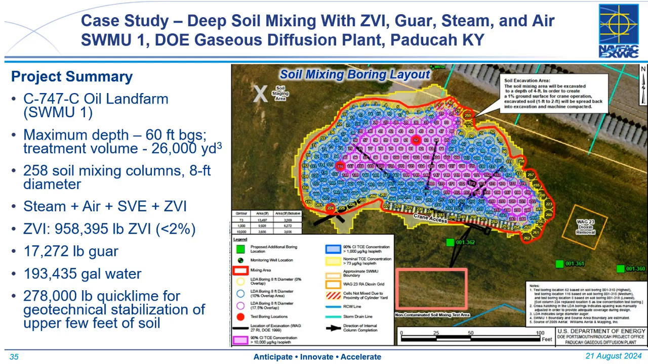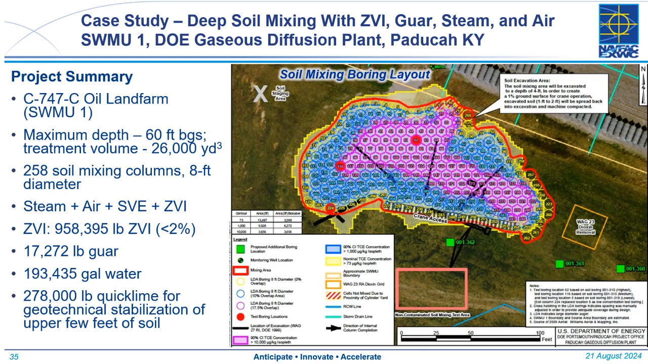And it's not obvious to you, I'll just mention that this project was really a very large scale remediation, which differs from some of the other projects I just showed you, some of which were just pilot scale technology demonstration. This was a full scale implementation. Steam, air were injected, soil vapor extraction was applied. Almost a million pounds of zero valent iron were put in the ground in these columns, 17,000 pounds of guar.